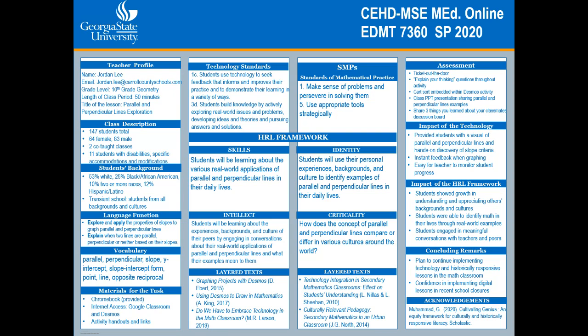The academic language is as follows. The language function was to explore and apply the properties of slopes to graph parallel and perpendicular lines, and to explain when 2 lines are parallel, perpendicular, or neither based on their slopes. The vocabulary covered in this lesson are parallel, perpendicular, slope, y-intercept, slope-intercept form, point, line, and opposite reciprocal.